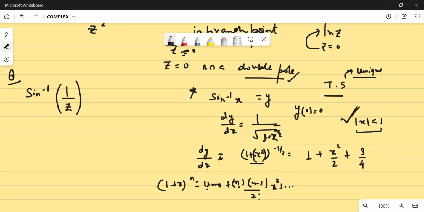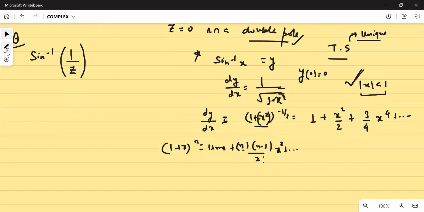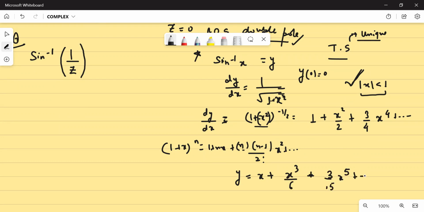Okay, so now it is 1 plus nx. So n is minus half, x is minus x squared. This will become plus. Then 3 by 4, some x raised to power 4 and so on. Okay, so what you can do, you can integrate it, because you are supposed to find y now. Y is sine inverse x, integrate it. So what you'll get is y is equal to x plus x cube upon 6 plus 3 by 15 x to the power 5 plus some constant of integration.